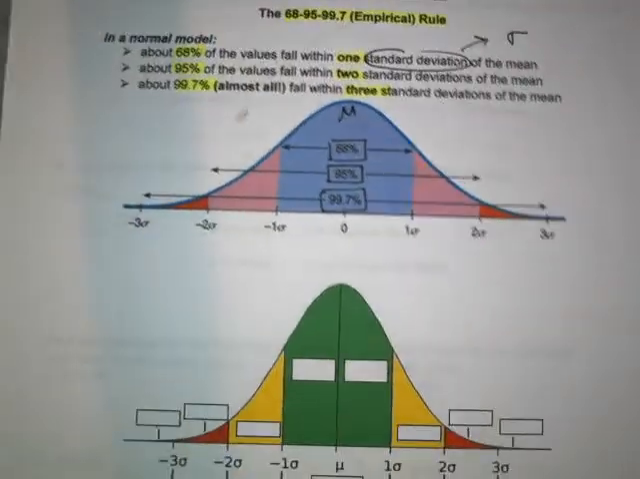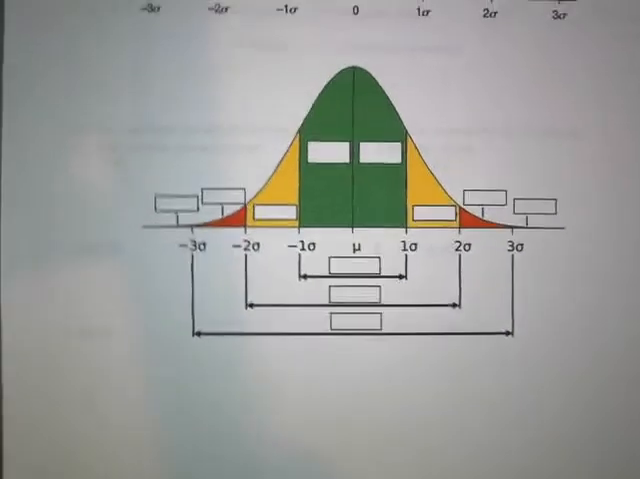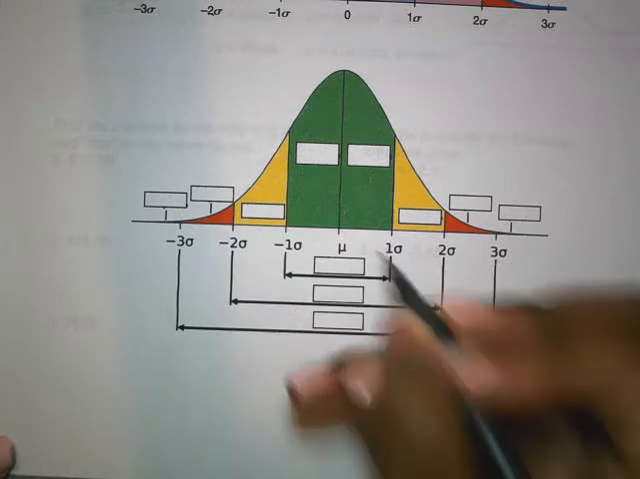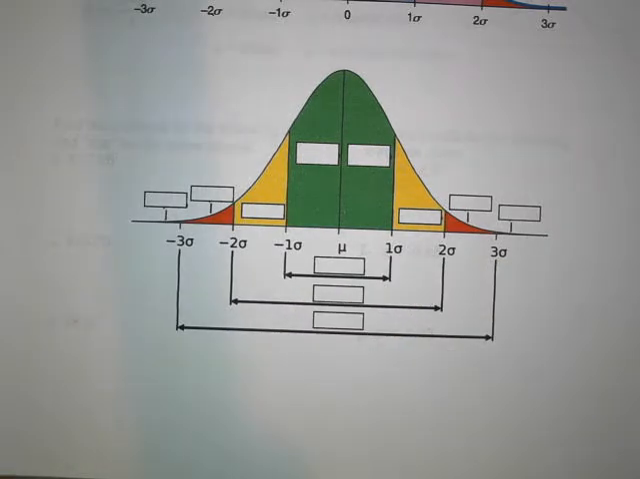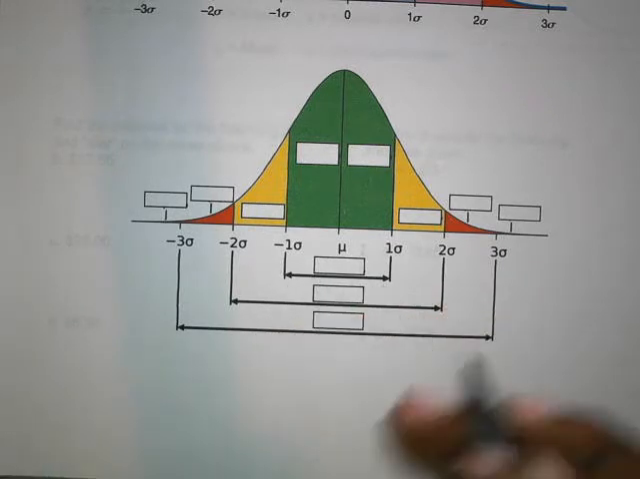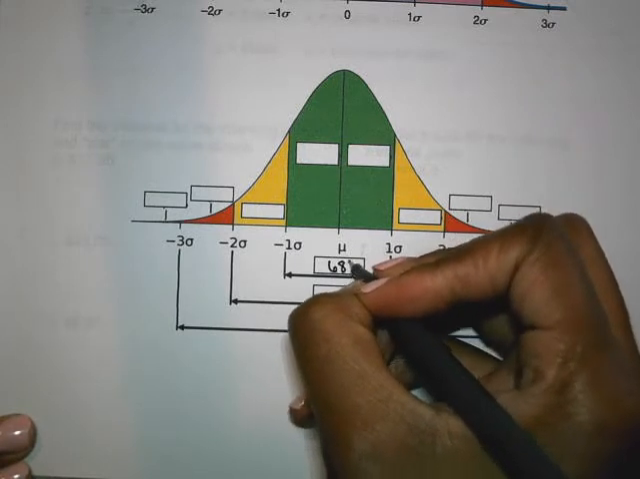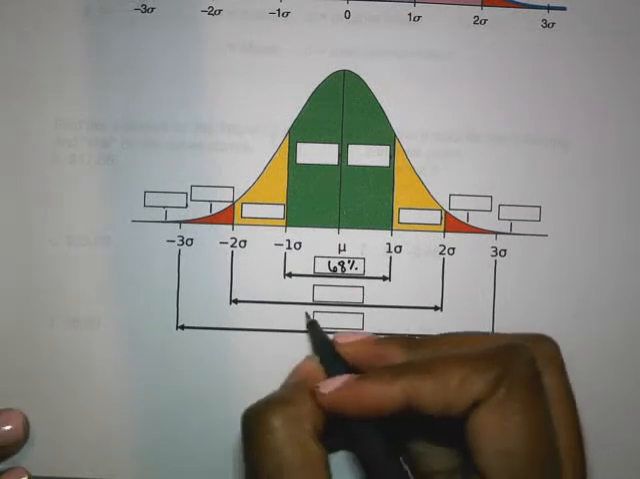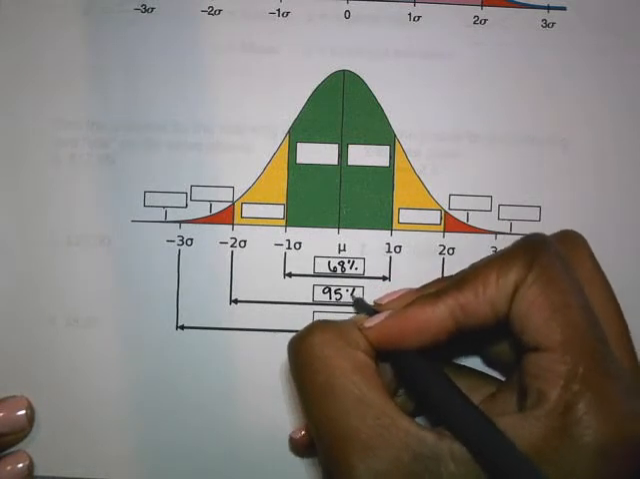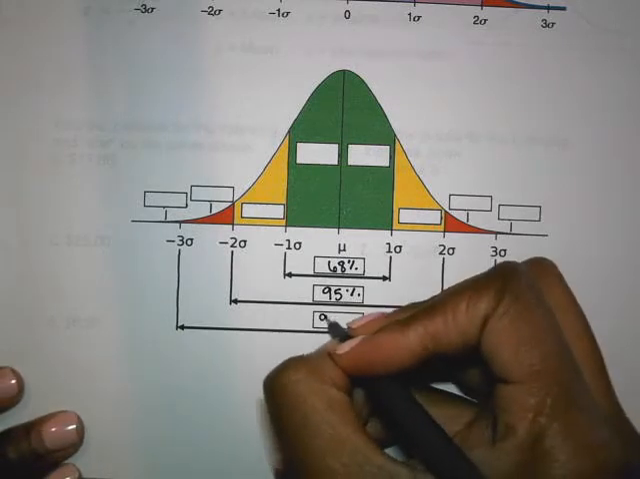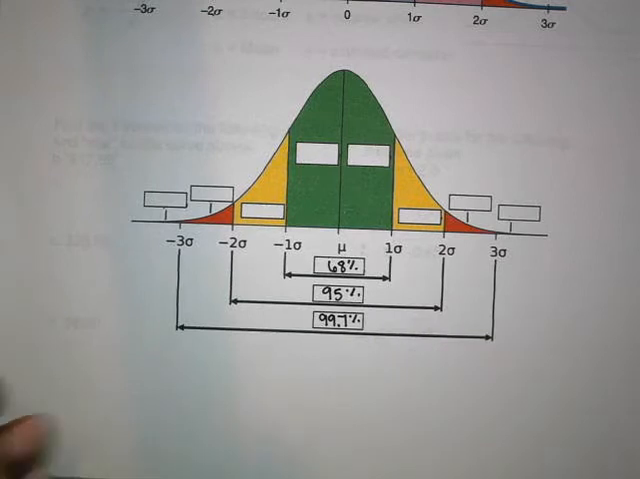So if we break this down a little bit further, all right, my bell curve, the middle is my mean. That little mu means the mean, okay? So from 1 deviation, plus and minus from the mean, is 68%. From two standard deviations away from the mean is 95%. And 3 deviations away from the mean on each side is 99.7%.